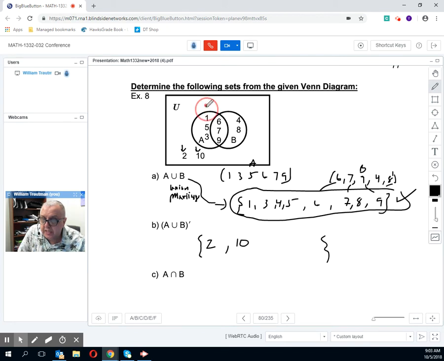Once again, this is A and this is B. What's in common? What's the intersection of A and B? And that's 6, 7, and 9. Those are in both. Those are in common with A and B.